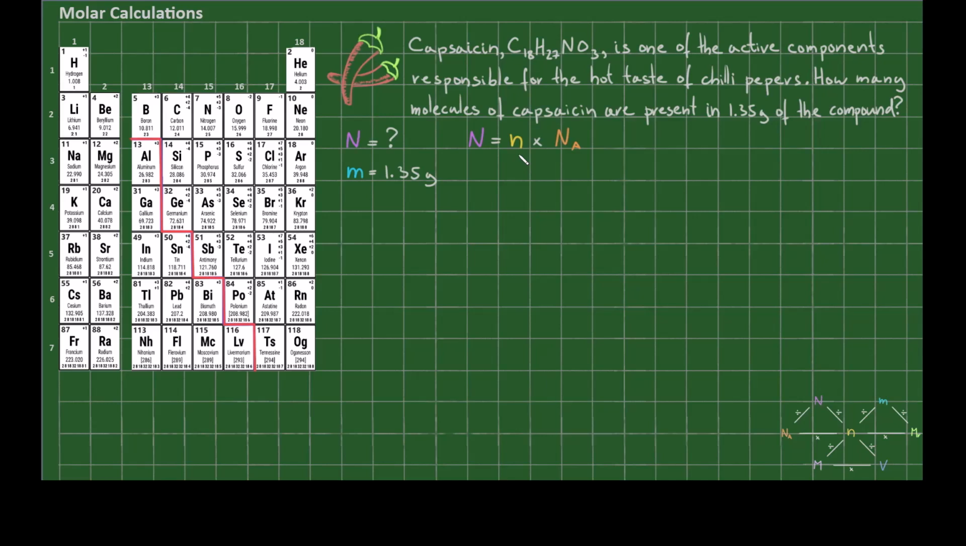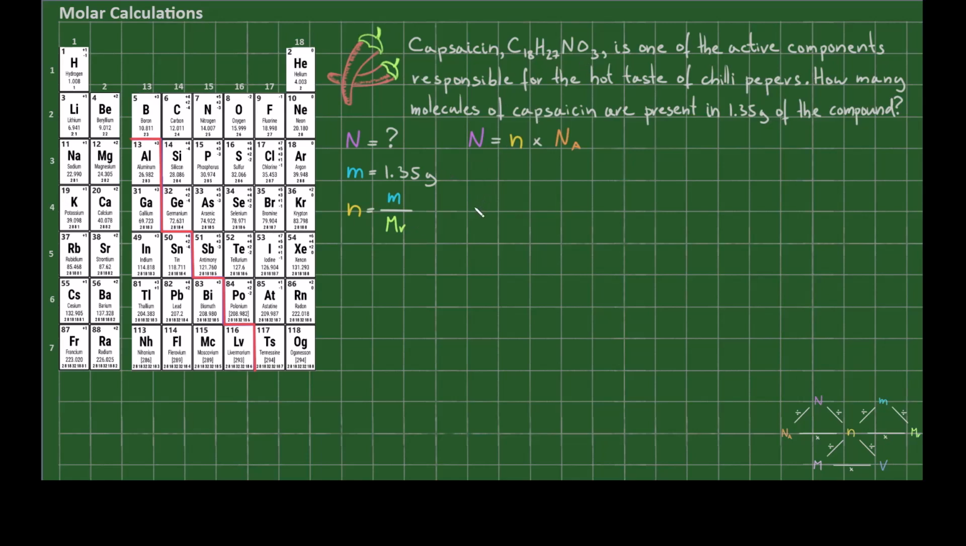The formula for number of particles, in this case molecules, requires number of moles, lowercase n. And if I look at my triangles, I can see that number of particles and mass are connected via number of moles. So, I need to make a bit of a detour. I need to calculate the number of moles first. And the formula for number of moles is n equals mass over molar mass.